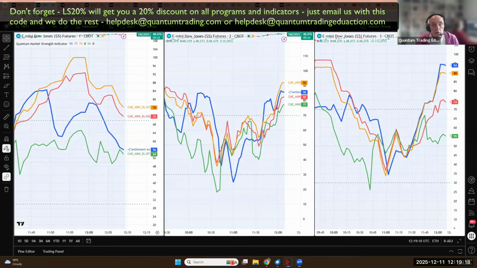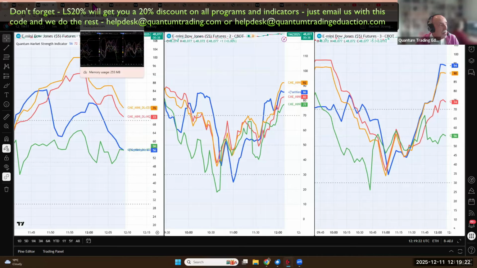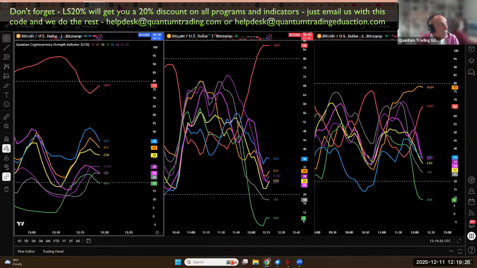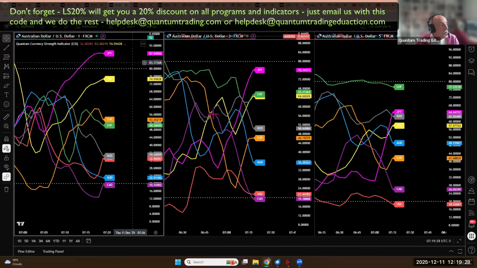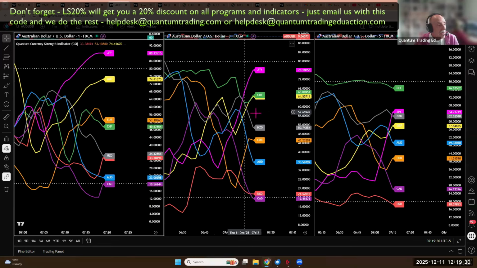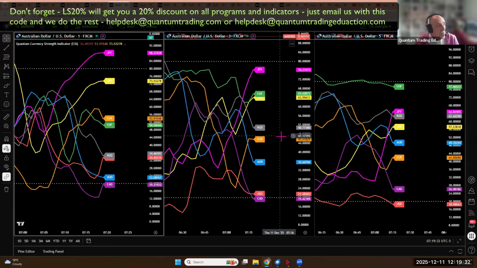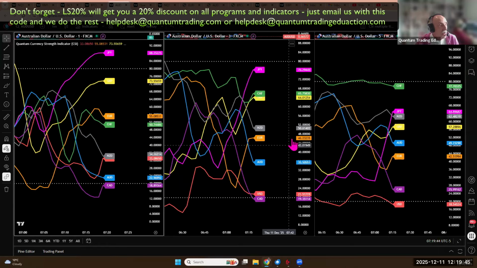I just wanted to show you this because I think you're all familiar with, certainly I know many of you are familiar with, we developed indicators like this. This is really where it started, the currency strength indicator, which breaks the market down into the individual currencies. And it gives you a sense of which currencies are overbought, which ones are oversold, which ones are rising strongly, and which ones are falling strongly, and which ones are going nowhere.